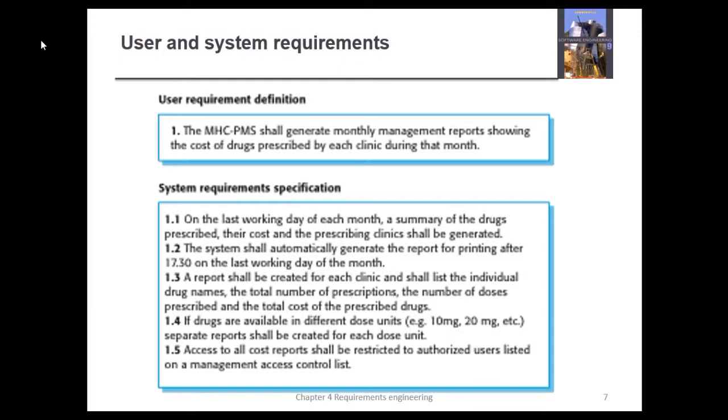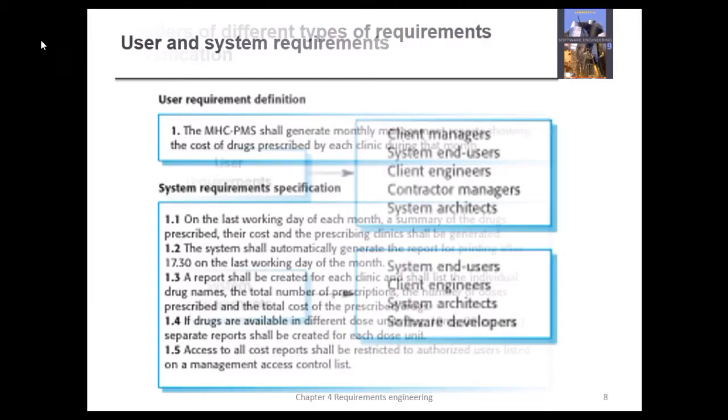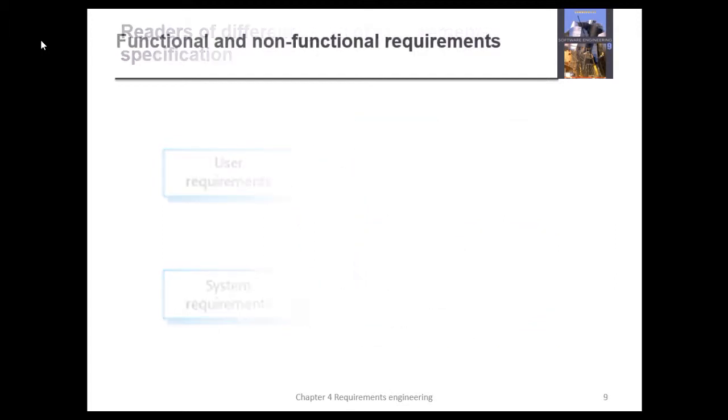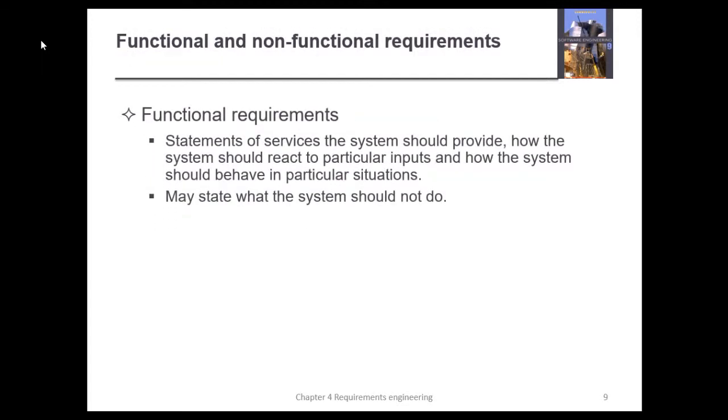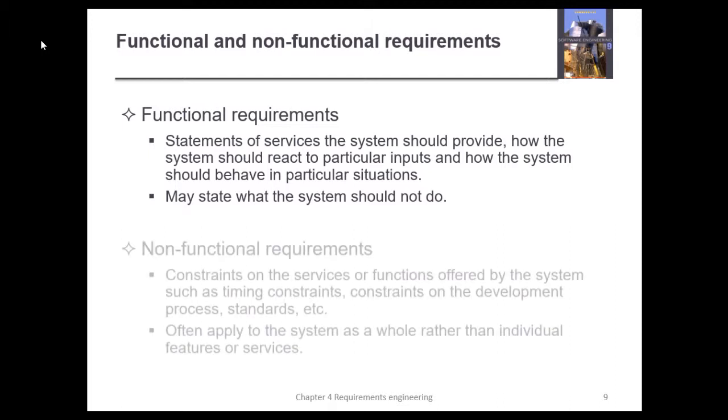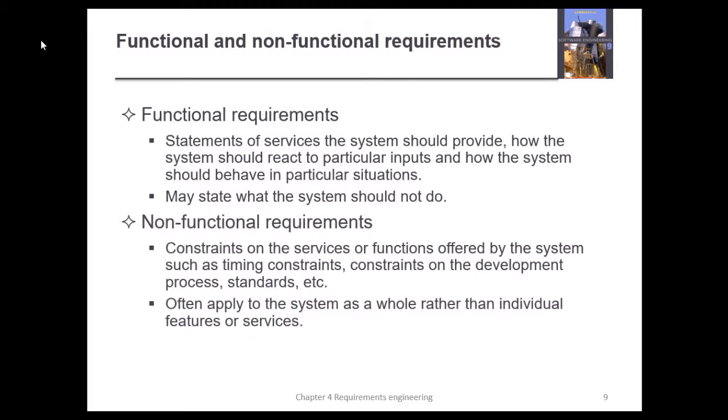Now we will see functional requirements, non-functional requirements, and domain requirements. What is a functional requirement and what is a non-functional requirement? Functional requirements are statements of the services the system should provide, how the system should react to particular input, and how the system should behave in particular situations. They may state what the system should not do. Non-functional requirements are constraints on the system or the functions offered by the system, such as timing constraints, constraints on the development process, standards, etc. They often apply to the system as a whole rather than individual features.